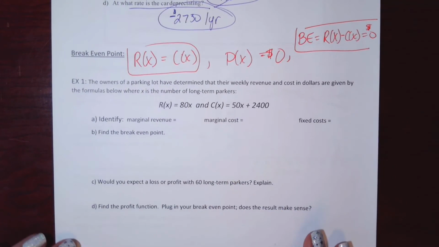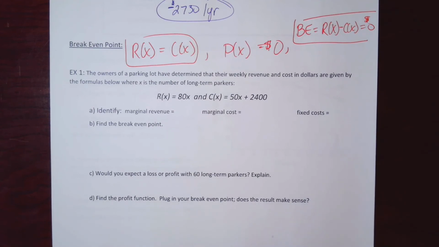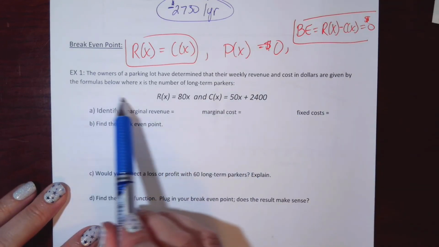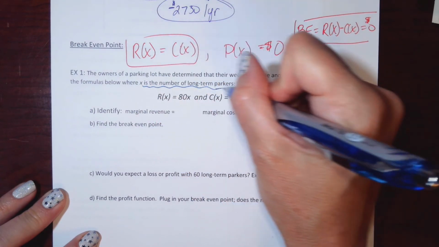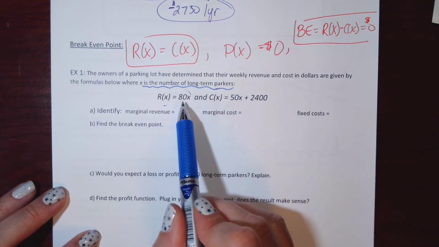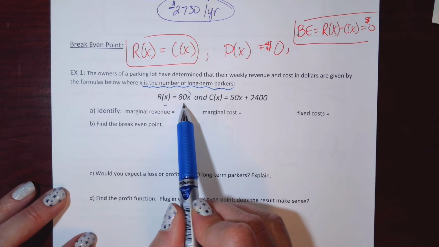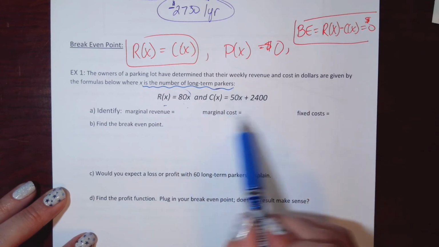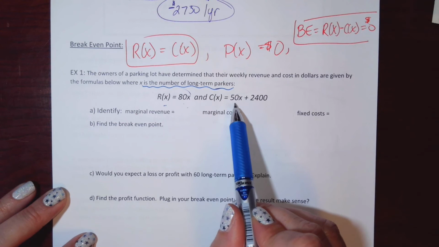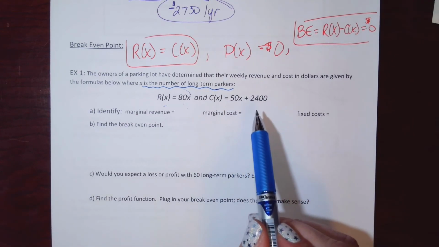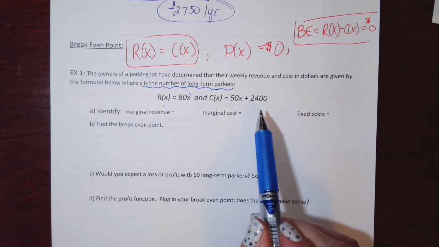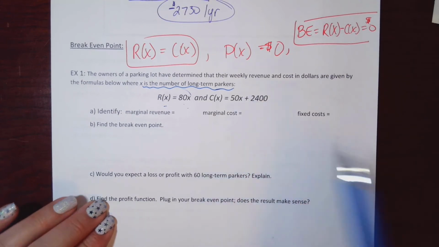All right. The owners of a parking lot have determined that their weekly revenue and cost in dollars are given by the formulas below, where x is the number of long-term parkers. x is my long-term parker numbers. So this is my revenue per parker. They're paying $80 a month to park. And this is the cost function. It costs $50 per long-term parker plus a fixed cost of $2,400. That could be the rent for the parking garage, it could be the mortgage on the parking garage, whatever it is. That's our monthly fixed cost.